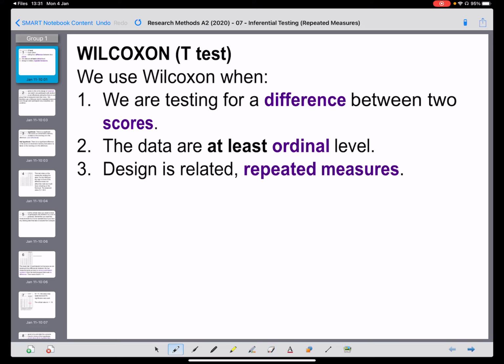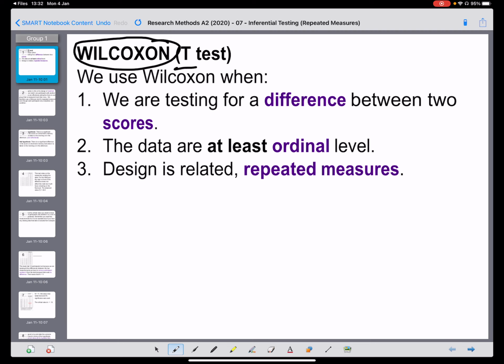Hello, this is Mr. Ferrer, and I'm going to continue with the inferential statistics module, looking at the different tests. This time we're going to be looking at the Wilcoxon test. It is a named test called the Wilcoxon test, but each test has a symbol, and this particular symbol is the T test, and there's actually a couple of T tests.